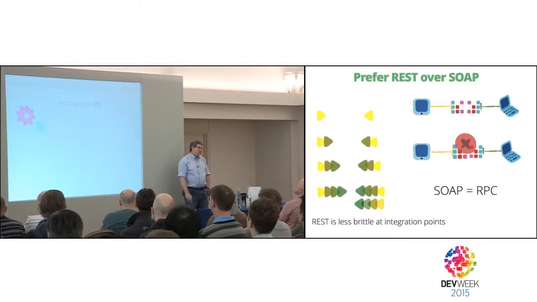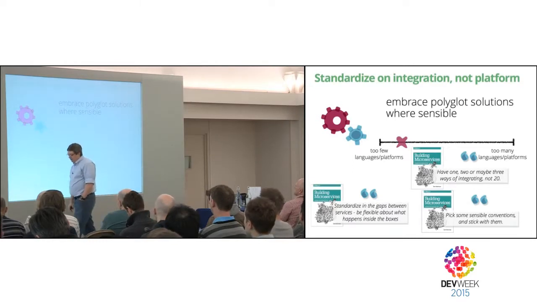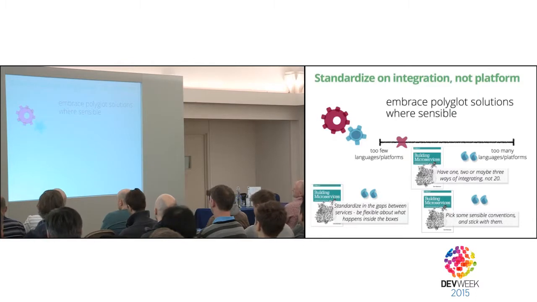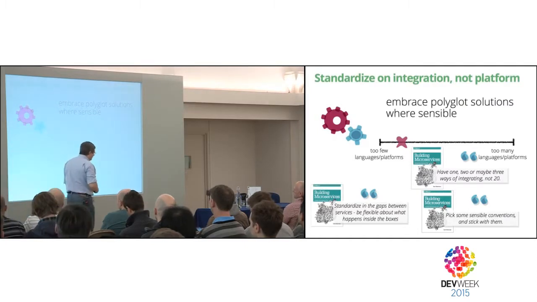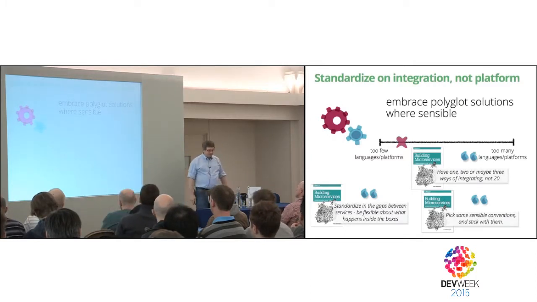Another piece of advice from this microservices world is to standardize on integration, not on platform, and embrace polyglot solutions where it makes sense to do so. One of the big anti-patterns that companies get themselves involved in is trying to pick the one true platform, one true language to rule them all. And there isn't one. We just know that there's not. There are some solutions that are better right-sized with smaller language stacks. And so in this world, what we try to do is standardize on integration and then free up what people want to do on individual service teams.